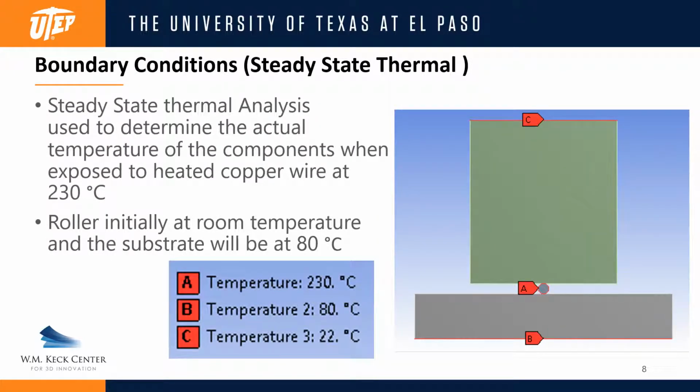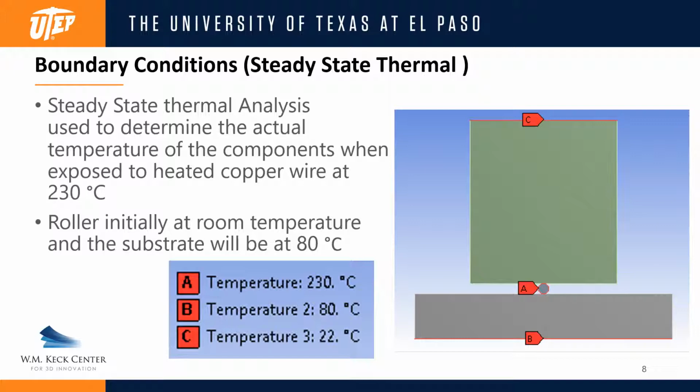So for the boundary conditions, I did a steady state thermal analysis first to determine the actual temperature of the components when they were exposed to the copper wire at 230 degrees Celsius. With this study, my goal was to determine how much heat we're transferring to the roller or to the substrate, then determine which one is taking most of the heat. And if it comes out that the roller is taking most of the heat, then it will be a good idea to insulate that portion of our tool.